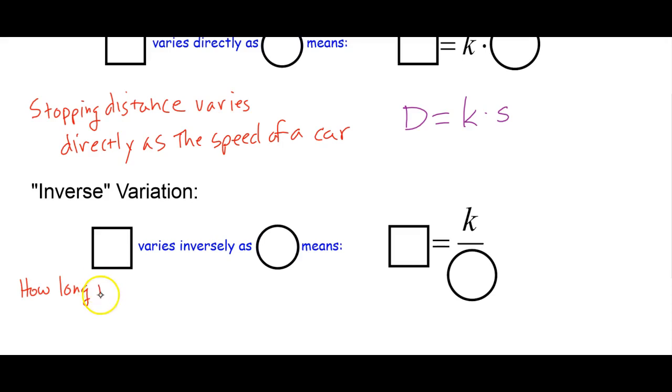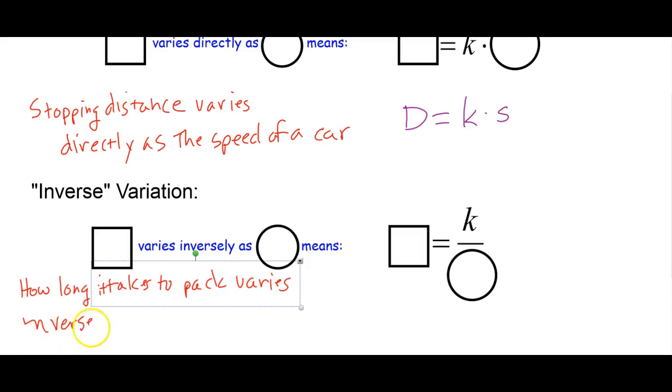it takes to pack varies inversely with the number of people you've got helping. Like, imagine you're moving from one apartment to another. And you've got all your friends helping you. That job goes a lot faster than it would if you didn't have all those friends. If you're just doing it by yourself, it would take a really long time. If you've got a whole bunch of friends helping you, it's going to go very quickly.